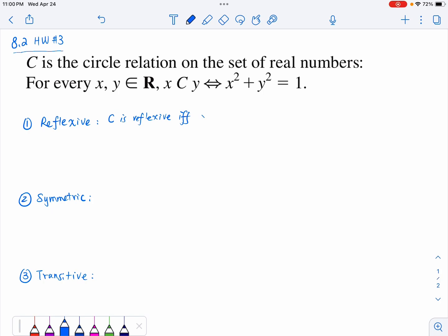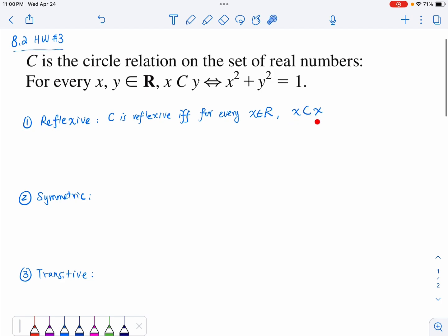Now we're going to copy down this one. For every real number x, you really don't have to repeat for every (x, x) in R because it's the same. So for every real number x, x C x, that means (x, x) belongs to this relation, if and only if x squared plus x squared equals 1. That's how we define reflexive.